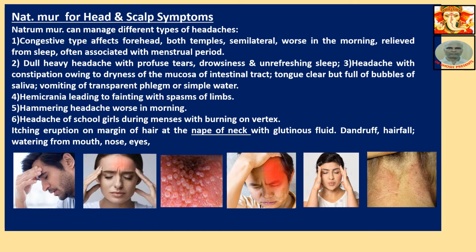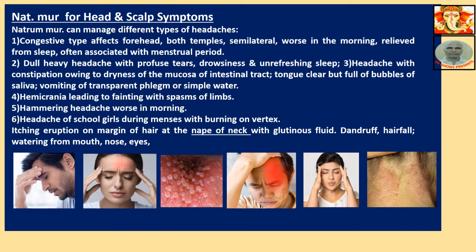Natrum Mur for head and scalp symptoms. Natrum Mur can manage different types of headache. Number one, congestive type affecting forehead, both temples, semilateral, worse in the morning, relief from sleep, often associated with menstrual period. Number two, dull, heavy headache with profuse tears, drowsiness, unrefreshing sleep.